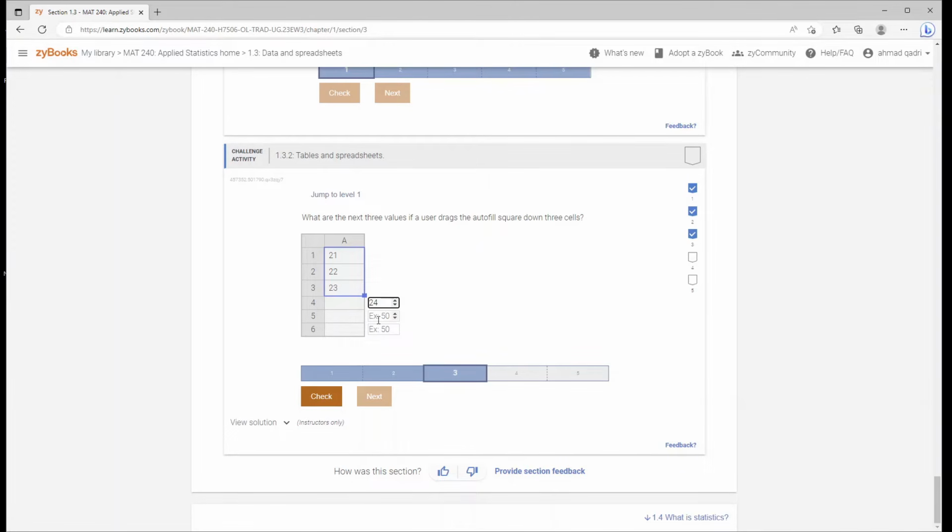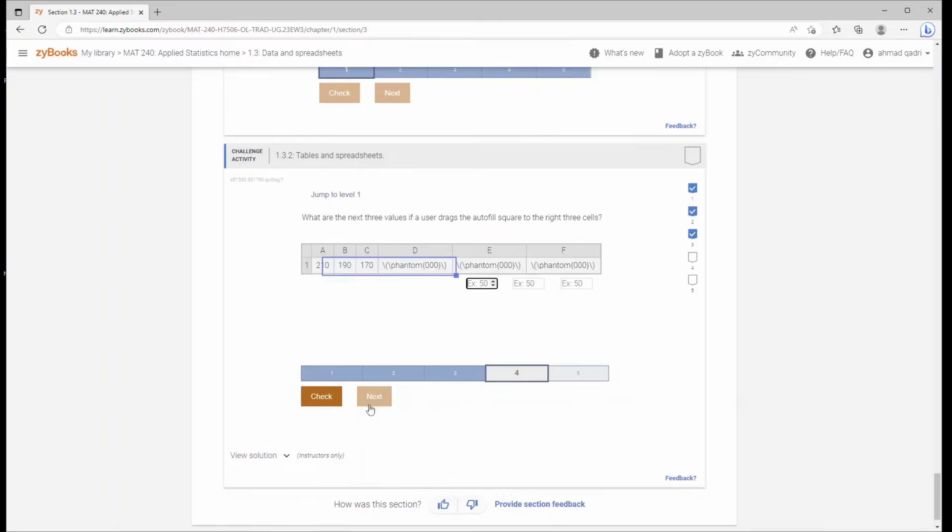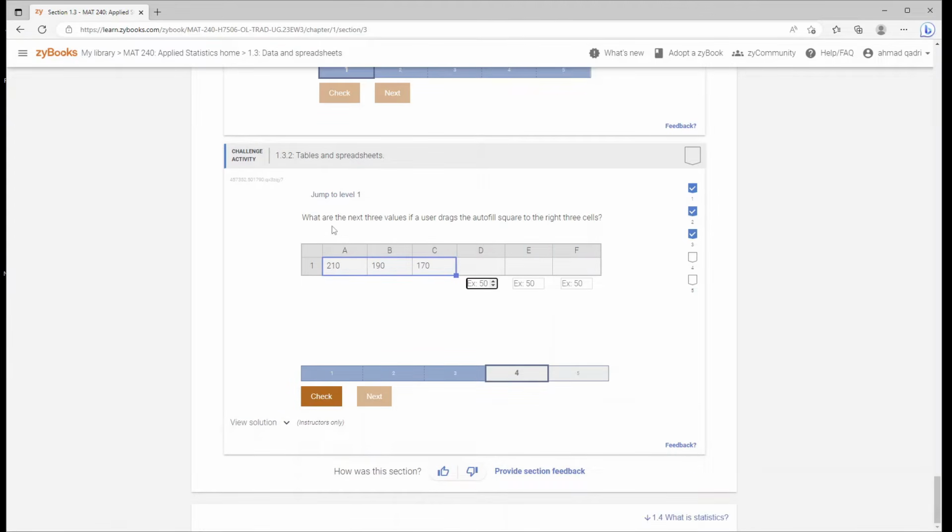Row 5 will be 24 plus 1, 25. And row 6 will be 25 plus 1, 26. And that is the correct response. Here we have what are the next three values if a user drags the autofill square to the right.